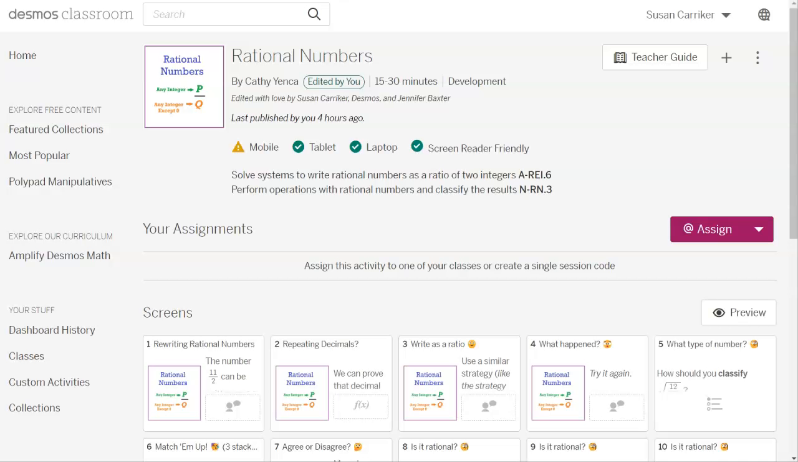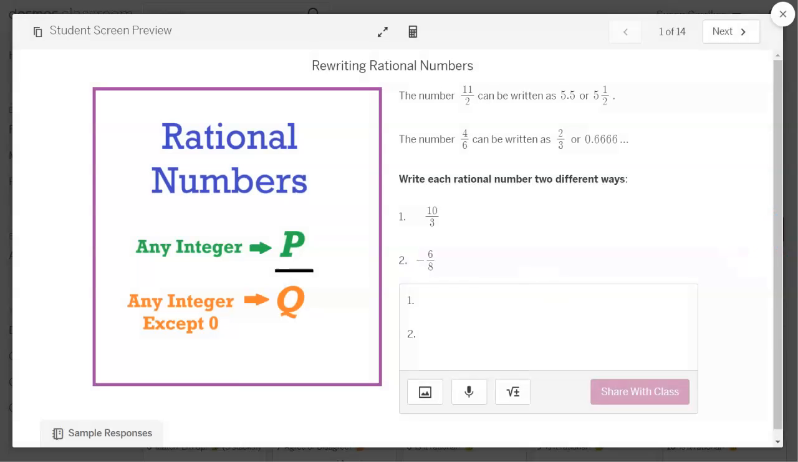So in Desmos Classroom, we are looking specifically at rational numbers. There are a few questions in here with other types of numbers, but most of this activity is dealing with rational numbers. On the first screen, they're given a rational number, 11 over 2, and shown that it can be written 2 other ways, 5.5, and the number 4 over 6 can be written 2 other ways, 2/3 and as a repeating decimal.